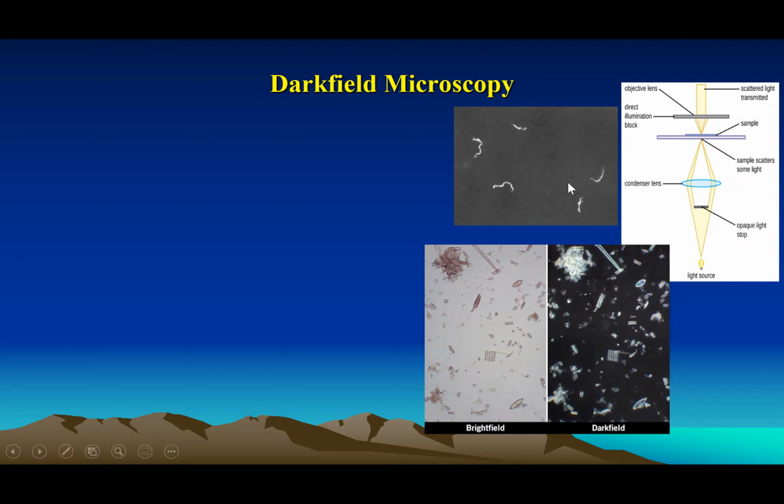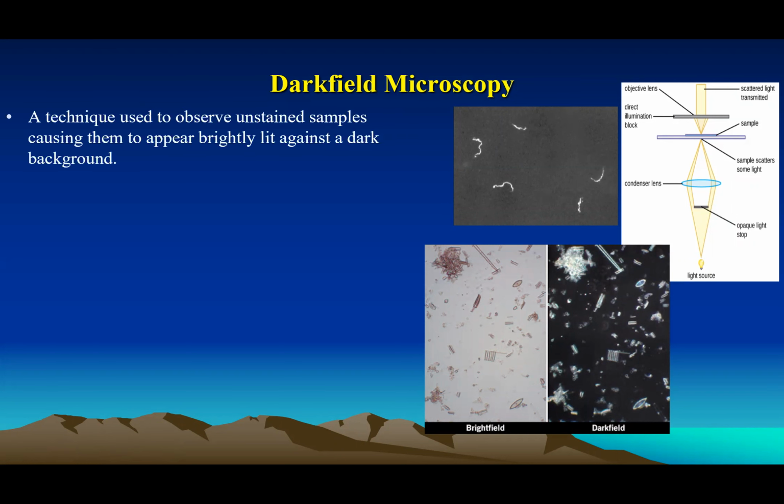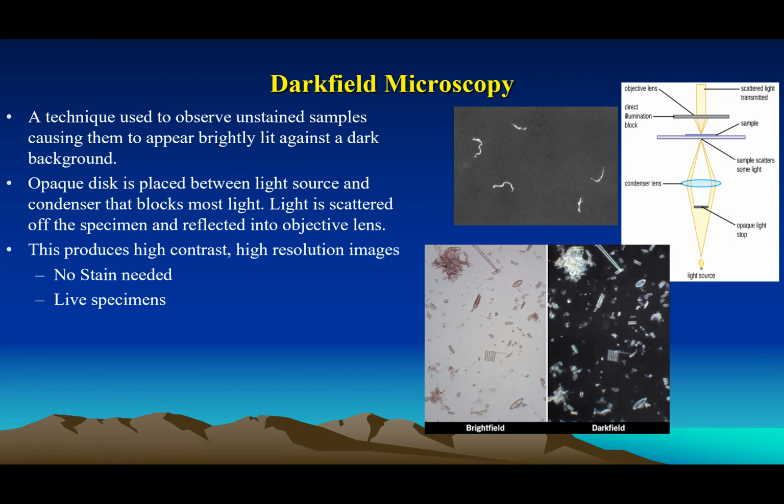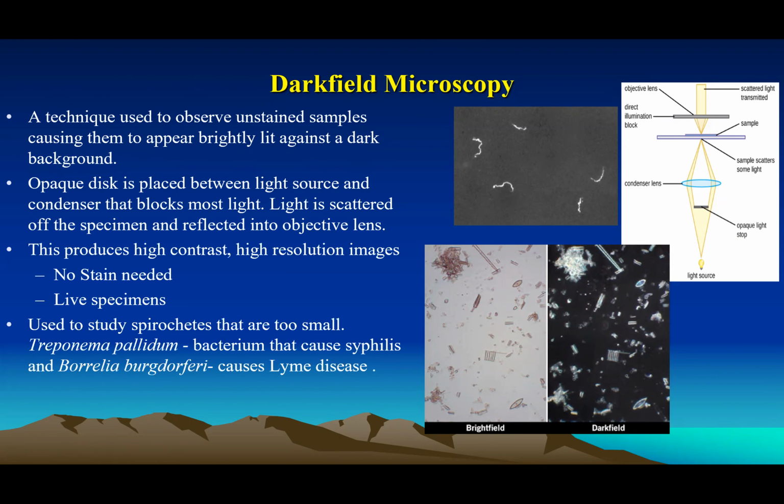The advantages are that there's no stain required, and you can use a live specimen here. It's widely used to study spirochetes in microbiology. It's like a screw-like microbe. Treponema is the spirochete that causes syphilis, and Borrelia causes Lyme disease.